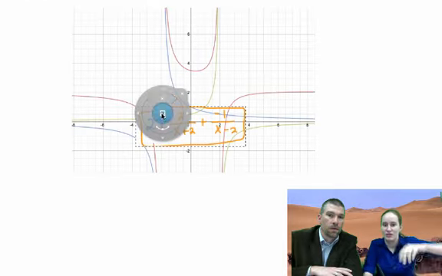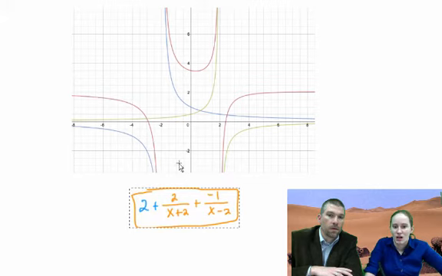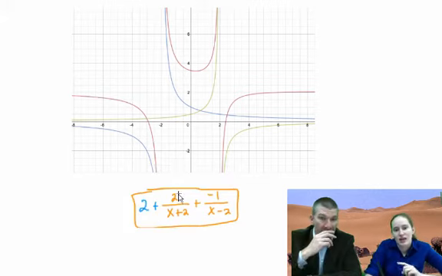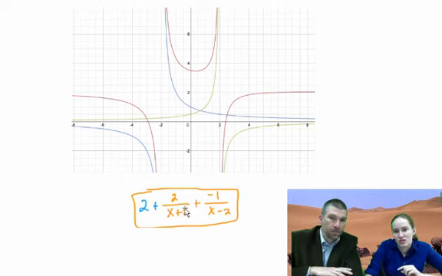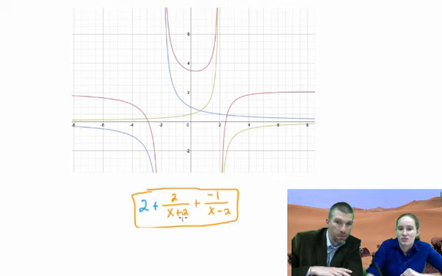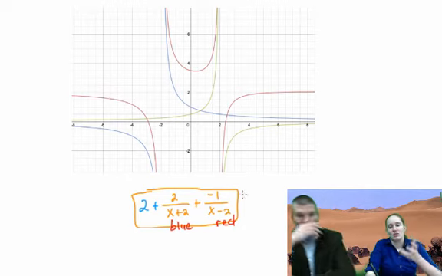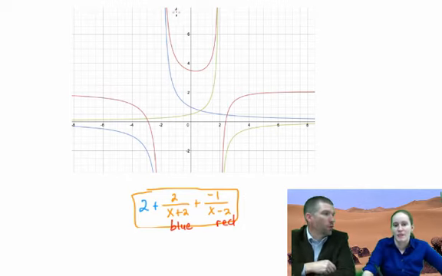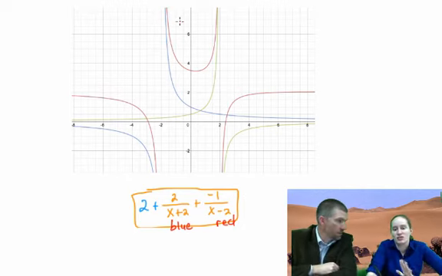All right, so we graphed this earlier. This is the graph of the original function in green. 2 over x plus 2 is in blue, and negative 1 over x minus 2 is in red. But it really doesn't make a difference for what we're going to talk about. This is what we want you to notice.